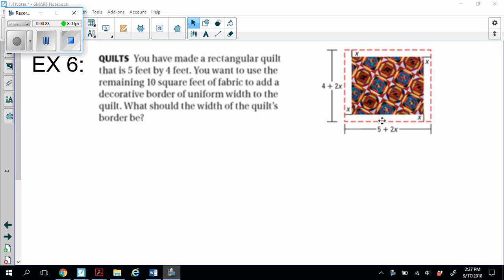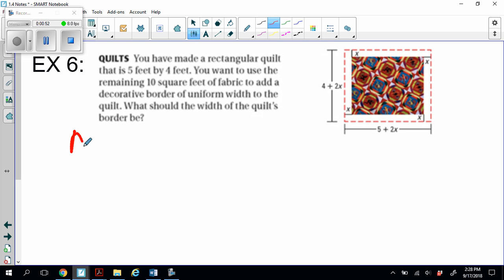So we look here at our pictures they have given us. We have a quilt that is 4 by 5. Now the dashed line indicates basically what the border will be. And when it told us to have uniform width, that just meant that we're going to add the same amount to the width and to the length for our quilt. So what we're going to do here is create an equation so we can solve.